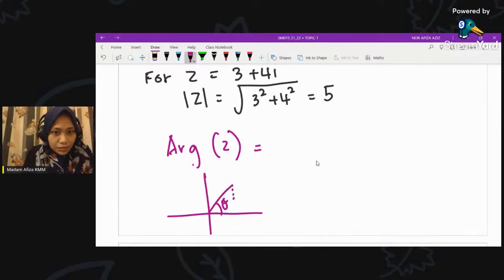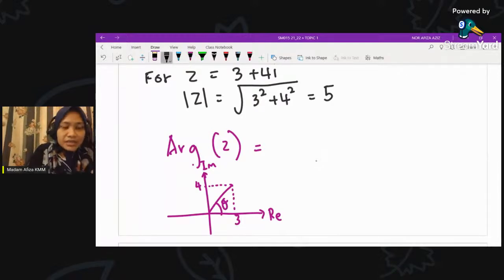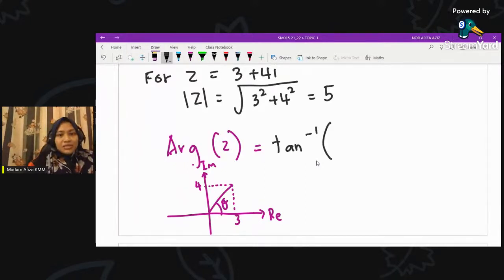Kita tahu sini 3, sini 4 kan real. Sini imaginary part, sini real part. Okay, how to find the angle? Okay, of course kita akan guna tangent lah kan. Okay, arc tangent sebab kita ada opposite and adjacent. That's why kita kena guna tangent.